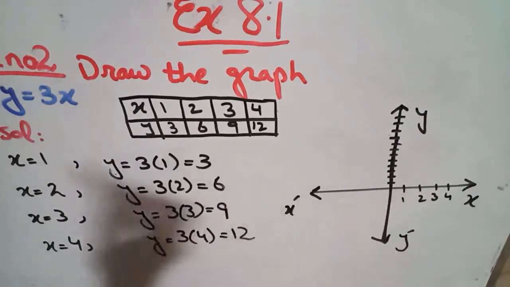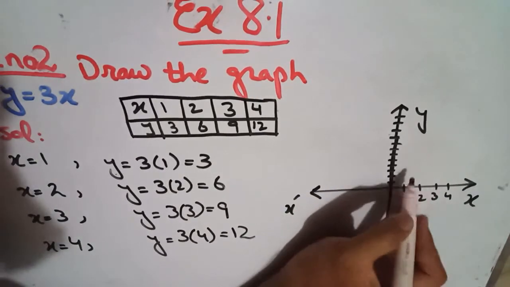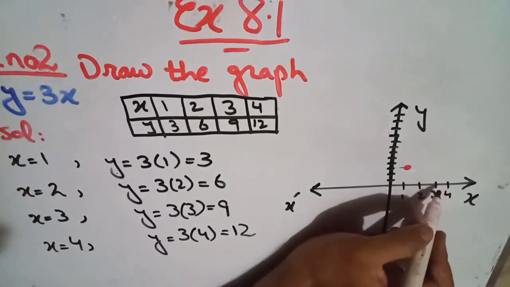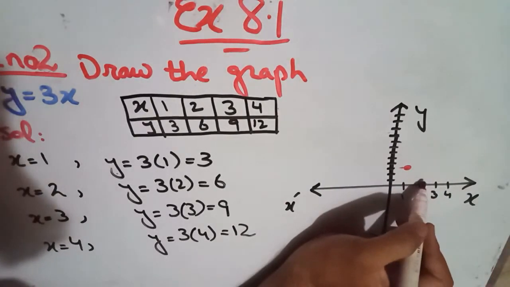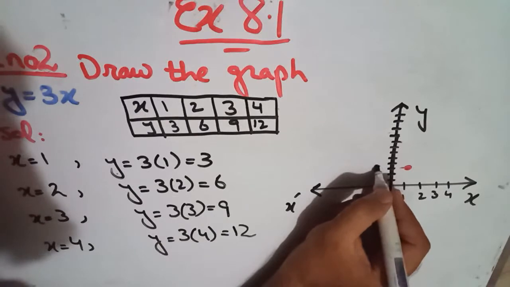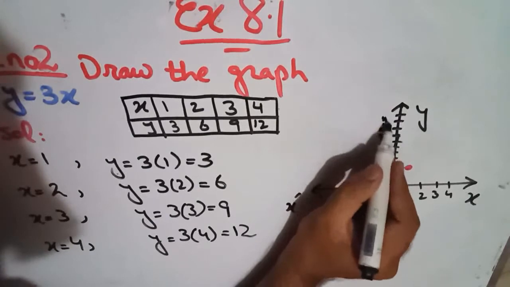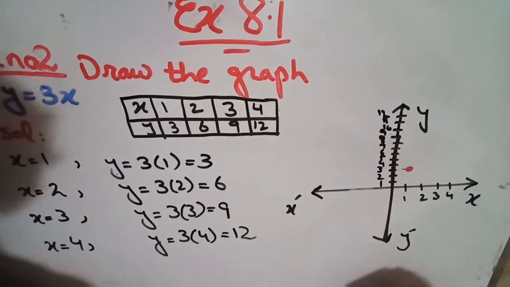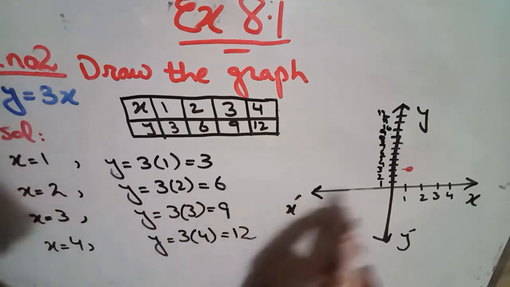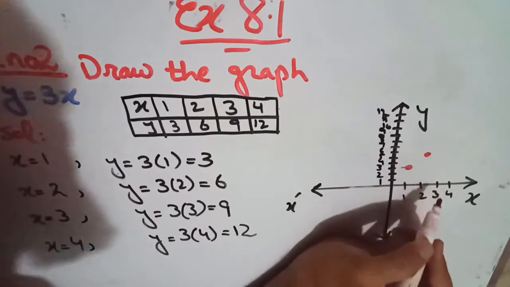So when the value of x is 1, the value of y will be 3, which means there you have the first point. Okay, let's just write the values first: 1, 2, 3, 4, 5, 6, 7, 8, 9, 10, 11 and 12. Okay, you can write the values like this. So when x is equal to 2, you will get y is equal to 6. There you have the second point.